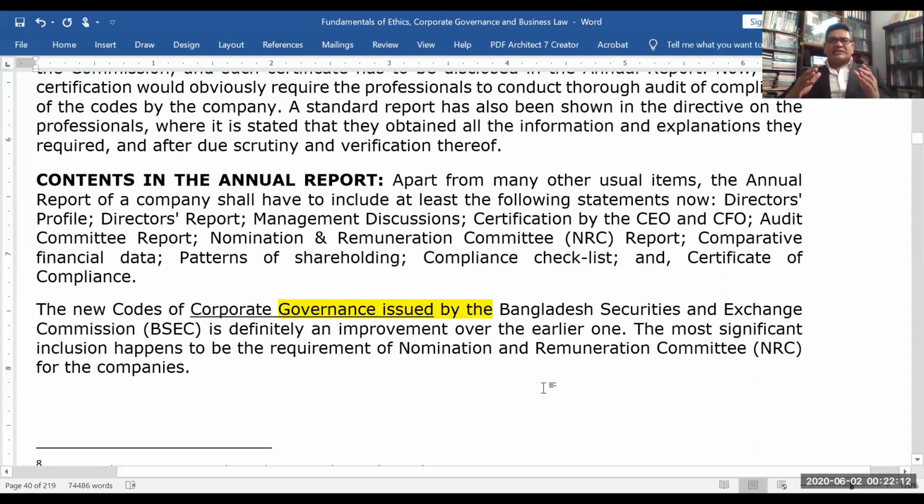The new code of corporate governance issued by Bangladesh Securities and Exchange Commission is definitely an improvement over the earlier one. The most significant inclusion happened to be the required nomination and remuneration committee for the companies.